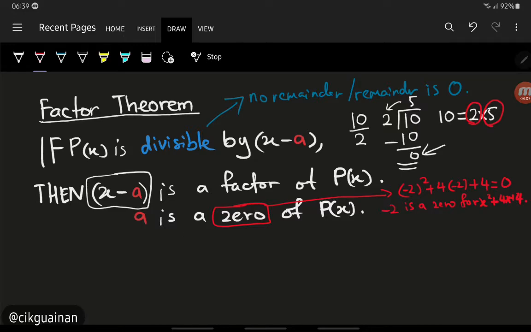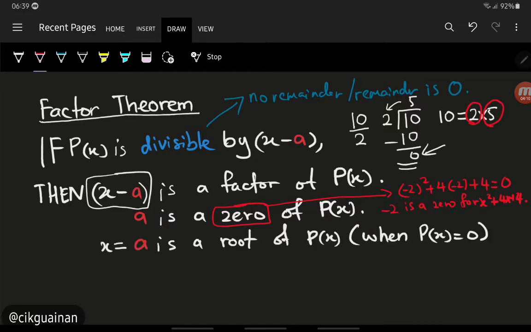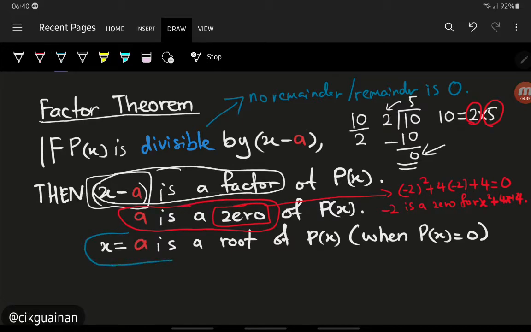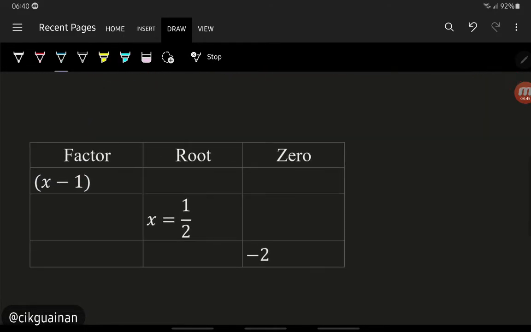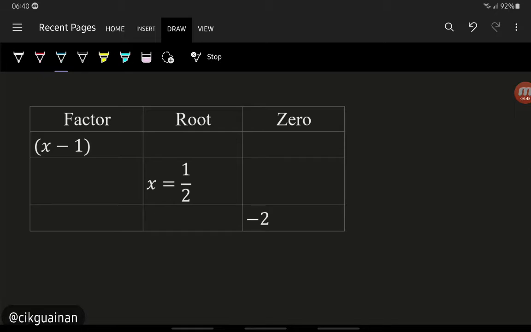And next, x equals a is a root of p(x) when p(x) equals 0. So you see over here, there's a different form for a different term. If it's x equals a, then we call it a factor. If it's just one number like this, a is a 0. Then we say x equals a is a root of p(x) when p(x) equals 0. So with that, let's go to a table on how to change from factor to root and to 0.